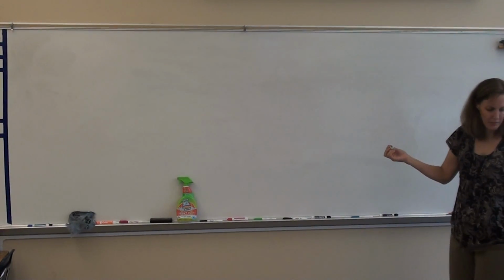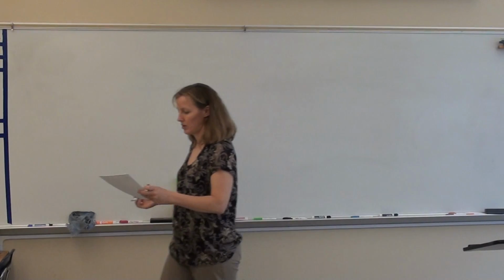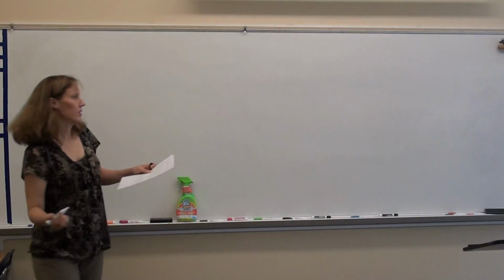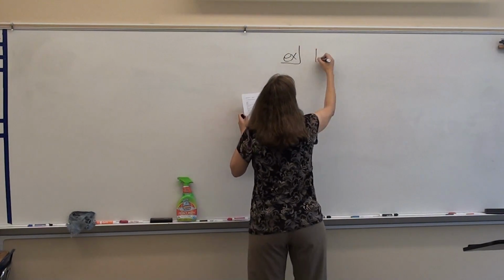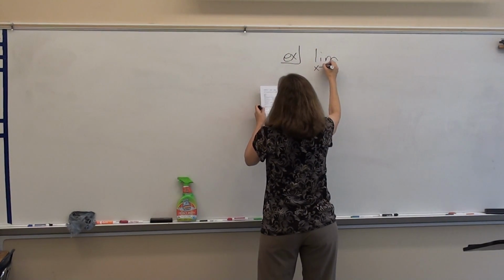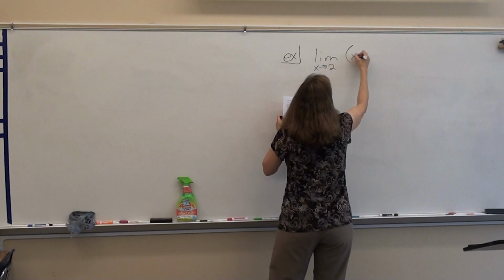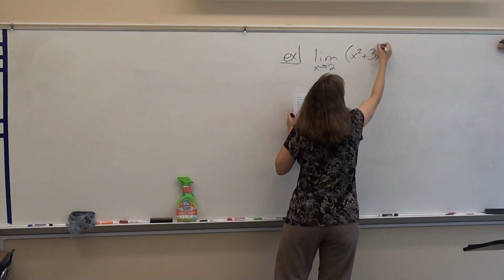So for a couple quick examples, I'm going to turn this light on and see if it helps the video. Okay, so for a couple quick examples. If we had the limit as x approaches 2 of x squared plus 3x.